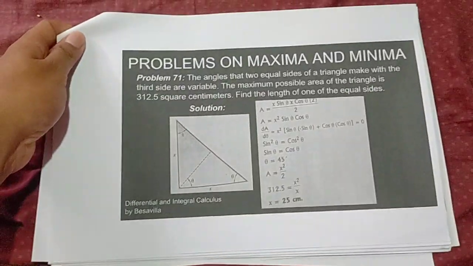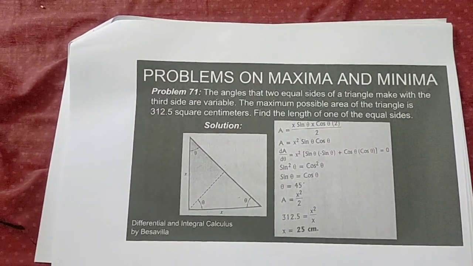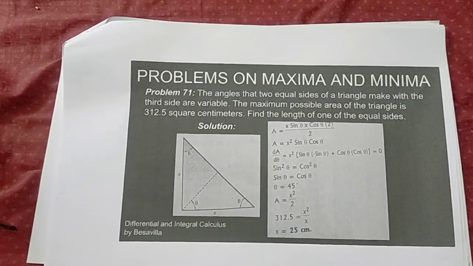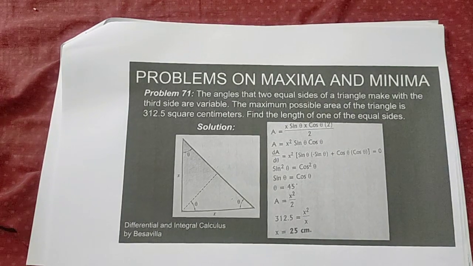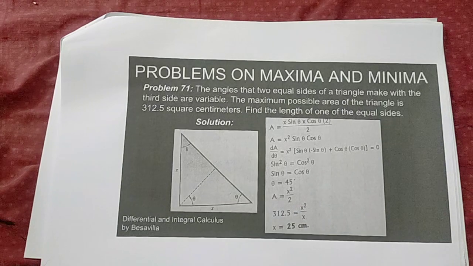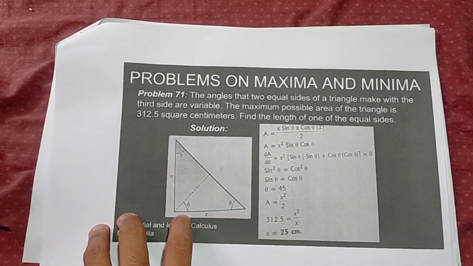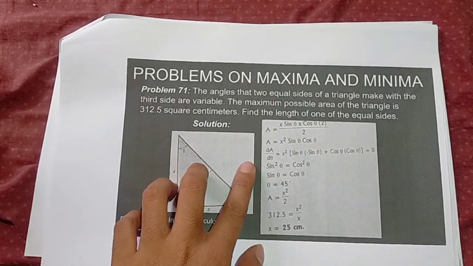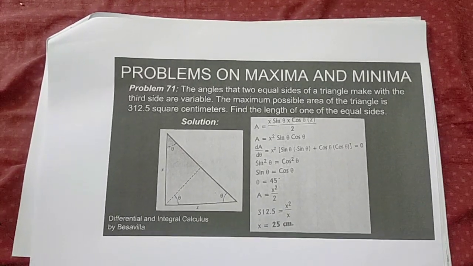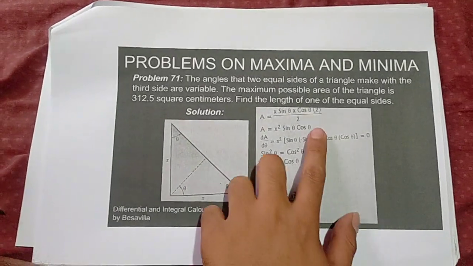Next is the next problem. Two equal sides of a triangle make variable angles with the third side. The maximum possible area of the triangle is 312.5 square centimeters. Find the length of the equal sides. Again, this is the given figure. The solution is A is equal to x sine theta times x cos theta times 2 over 2, so we can cancel 2.